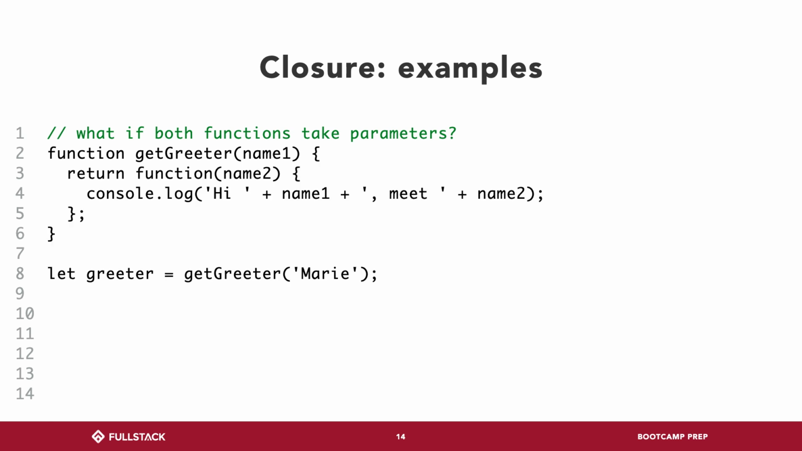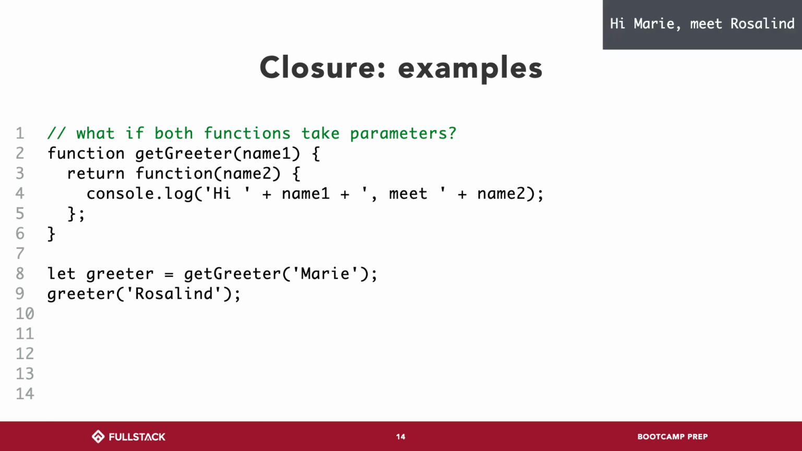What if both functions take parameters? So now, let's say you define this function getGreeter, like the same function we've been doing, and it's going to take a parameter named name1. And all it's doing is returning an anonymous function with no name, but this anonymous function takes name2. And it console logs hi plus name1, me plus name2.